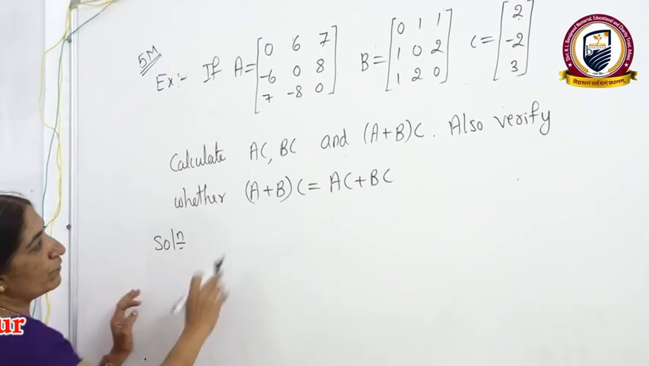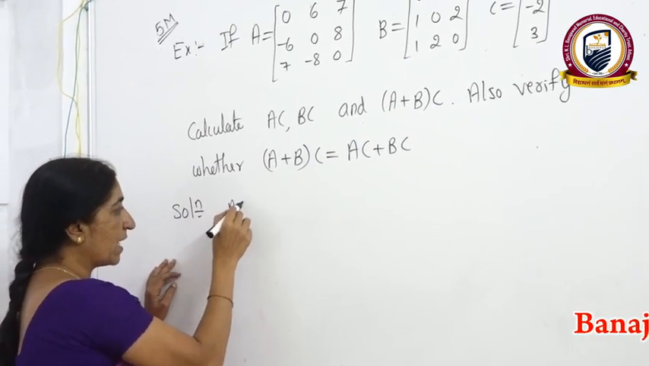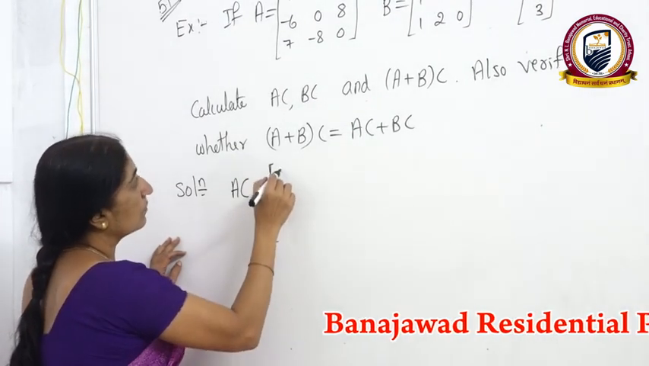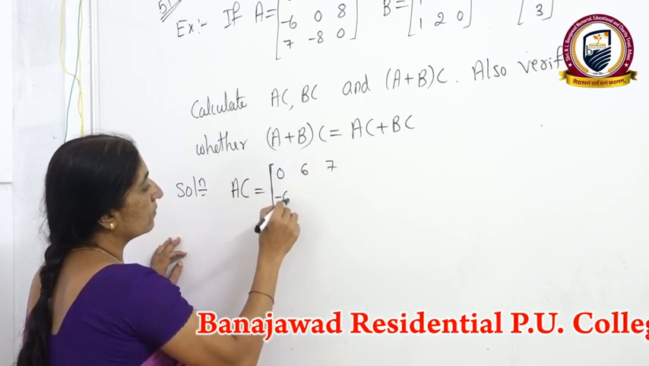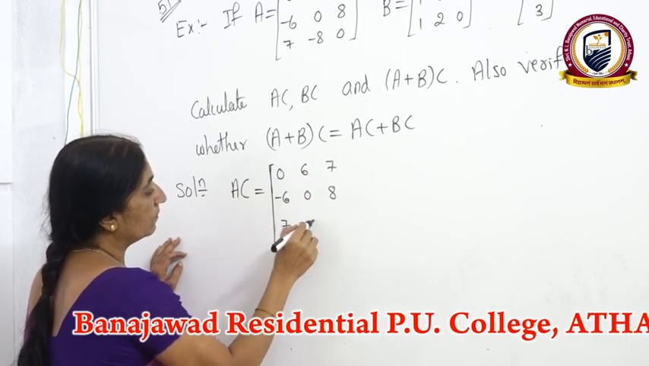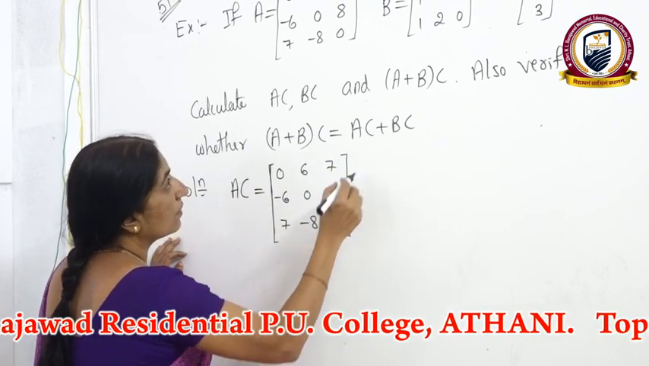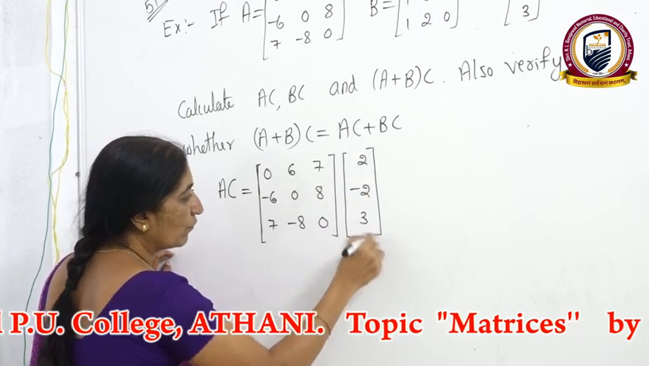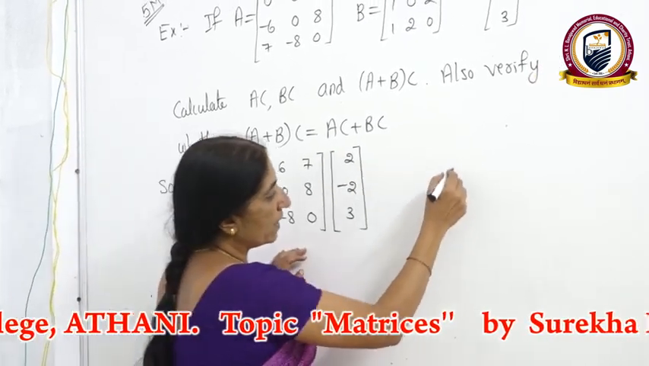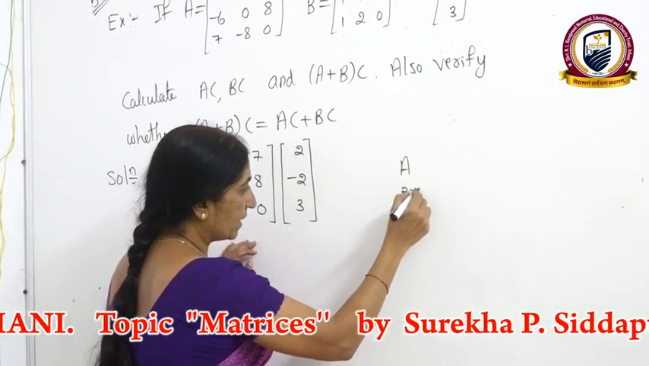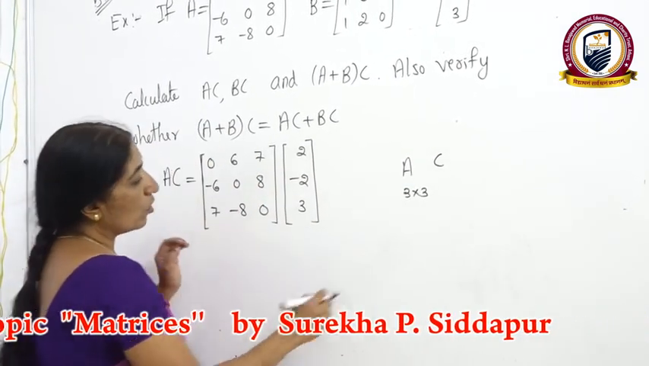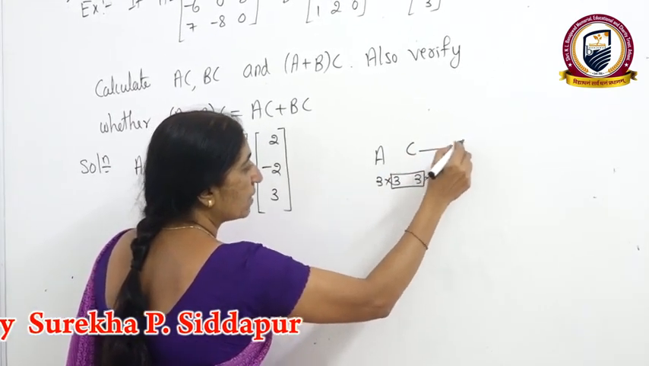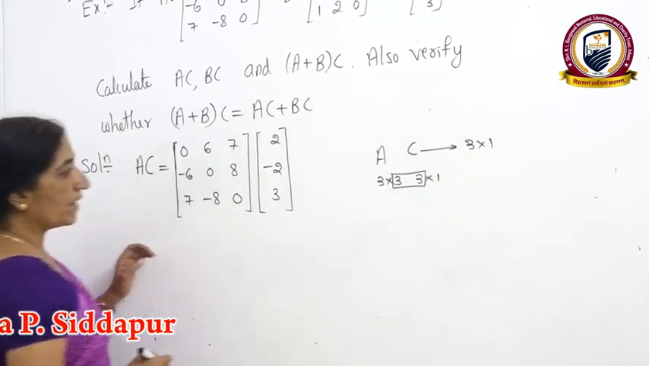So then tell me what you are doing first. In the first one we are multiplying A and C. This is A, this is C. Before multiplying, see what order matrix A has. A has order 3 by 3. And what is the matrix C? It has the order 3 by 1. That means after multiplying, what order will the resulting matrix have? It has the order 3 by 1.